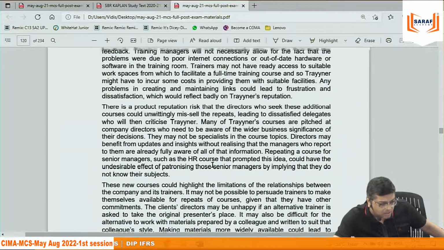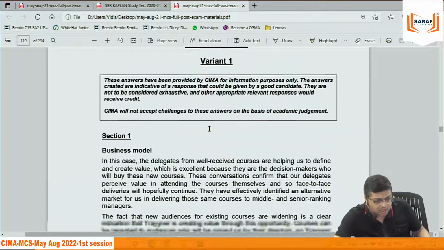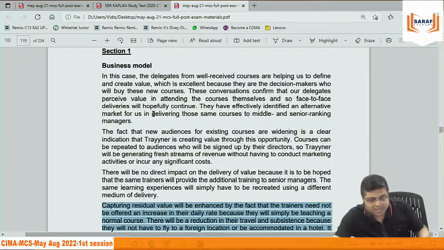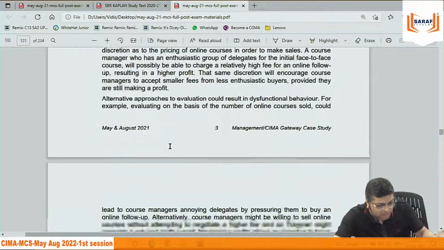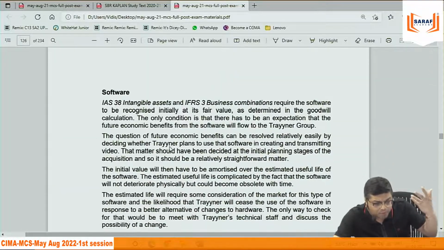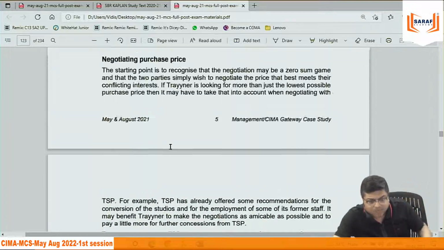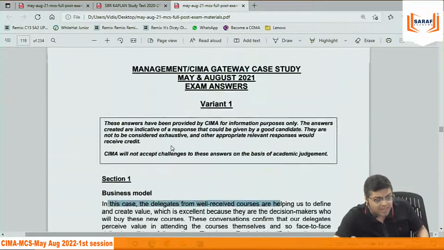For the second, they have written a slightly lengthier paragraph structure. If I am writing the answer, I have to follow the same format. I am not saying I can write the same sentences. Not possible. My style, my way of writing English is different. But every answer has theory. No calculation at all in the entire paper, in all the 6 variants. No calculation. Then why are we studying accounts?